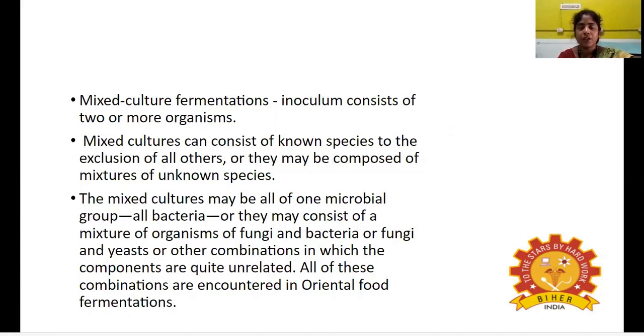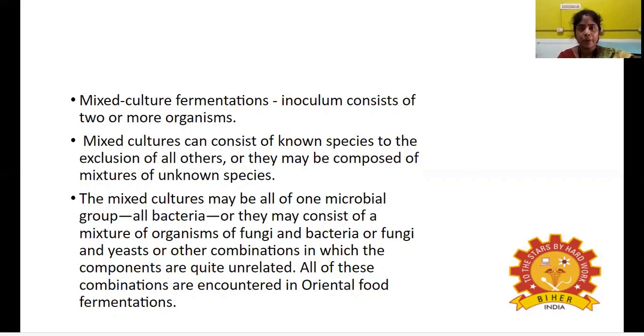The product formed can be a desired one, an undesired one, and there can also be byproducts formed. Those can be purified with the help of various downstream processing techniques. That is a separate topic that has to be discussed in a later phase. When we talk about fermentation, we might know that there is usually a single organism utilized for the conversion of the substrate into the product.